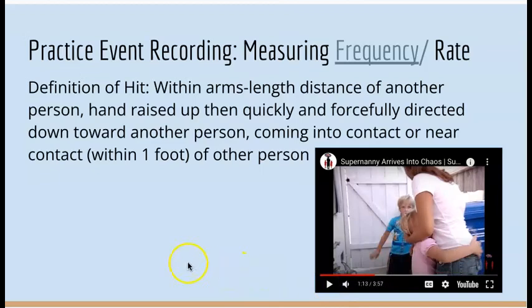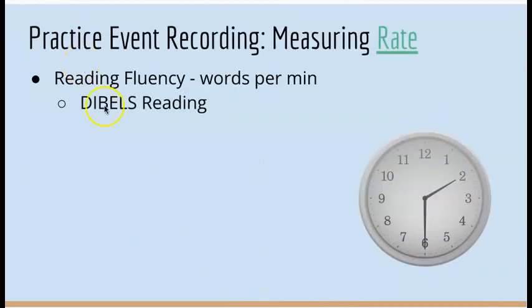All right, so I will pause it there. And another example of event recording, as we already talked about, is measuring some type of academic fluency. So for example, reading fluency, words per minute. So when you're doing the number of count or frequency per time, that will end up being a measurement of rate. And so I do have materials that I will bring into class to measure DIBELS, reading samples. So it would be reading 1 minute's worth of DIBELS. And we'll practice measuring rate that way as well.